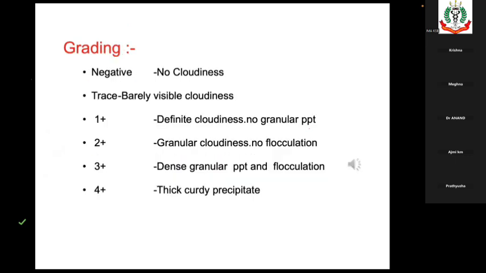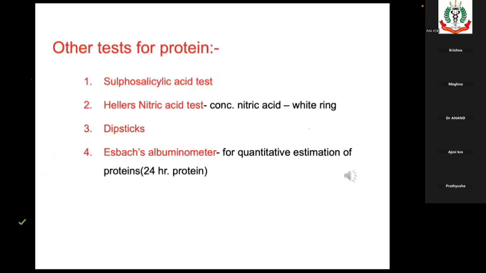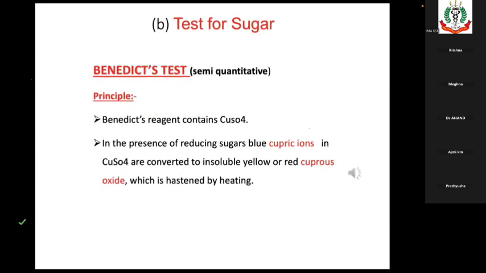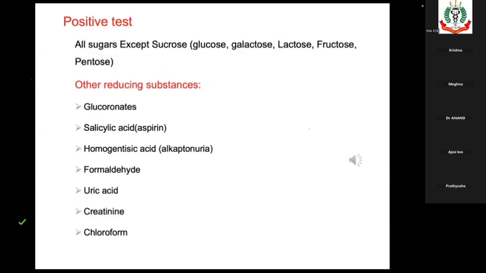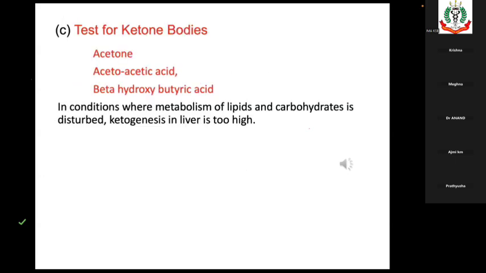Okay, I'll just go through the slides to know that these are all important topics when you come for your pathology exam. So Benedict's test can be asked as a theory question. Test for protein, another theory question. So you should write at least the names of these tests and describe one of the tests. And for Benedict's and protein, you have to know the grading also. Fine. Then test for ketone bodies. That is also important. You should know the procedure, the principle.